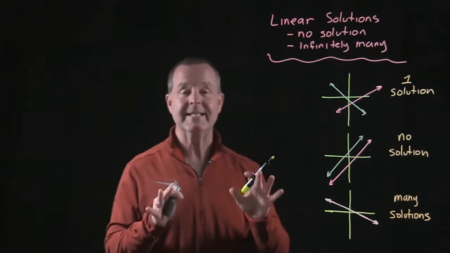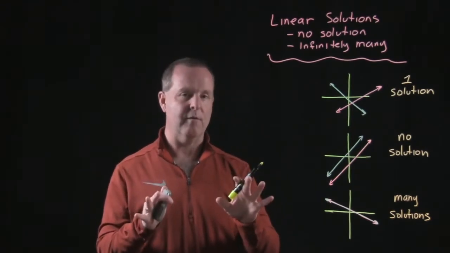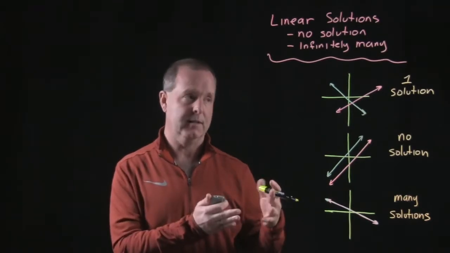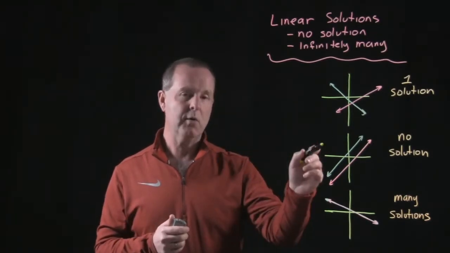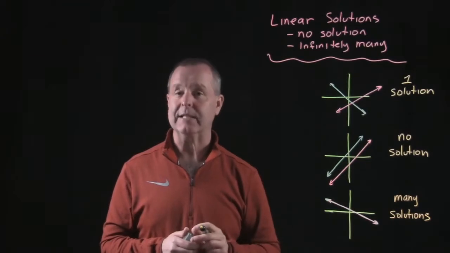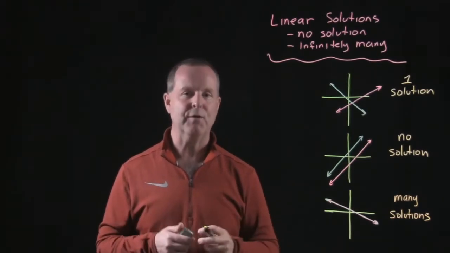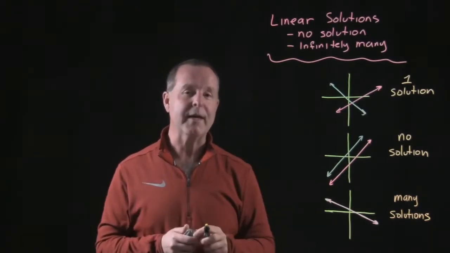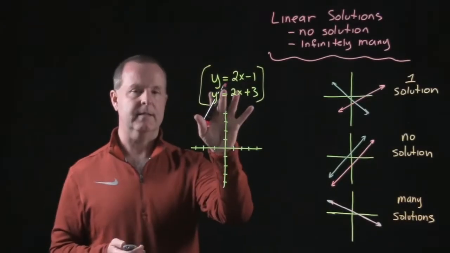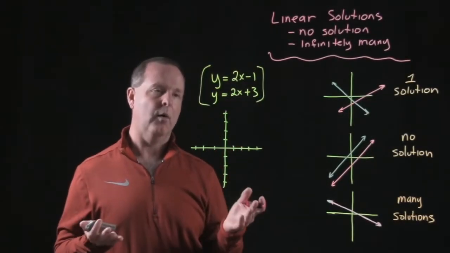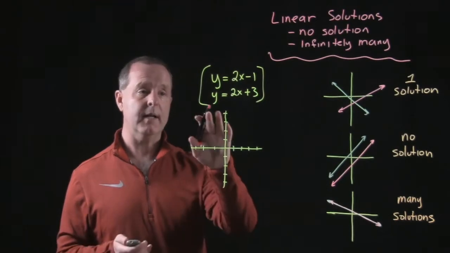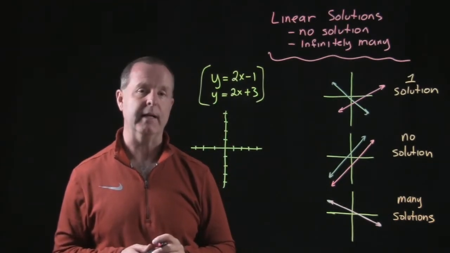So when we're looking at systems, I want us to be on the lookout for three types of solutions: one solution, no solution, or infinitely many solutions. And I'm going to help you walk through how we know which one we have. So let's explore this system. One equation is y equals 2x minus 1, and the other one is y equals 2x plus 3.